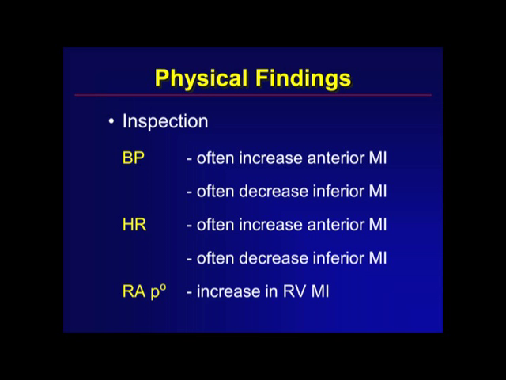Blood pressure goes up in anterior MI. It often goes down in inferior wall MI. Sympathetic nervous system, parasympathetic nervous system. Heart rate is usually up with anterior, often down with inferior. The right ventricle: if the right ventricle is hurt, then the right atrial pressure goes up, and you can see it in their neck veins.